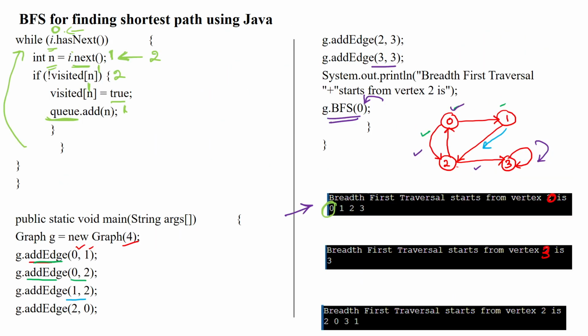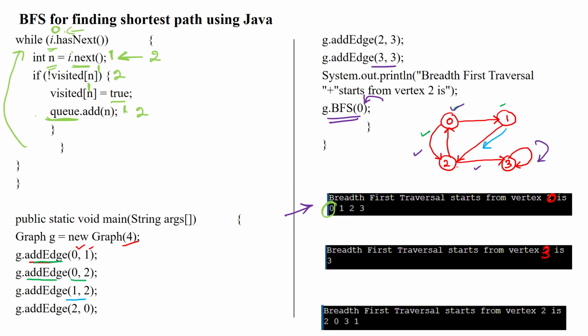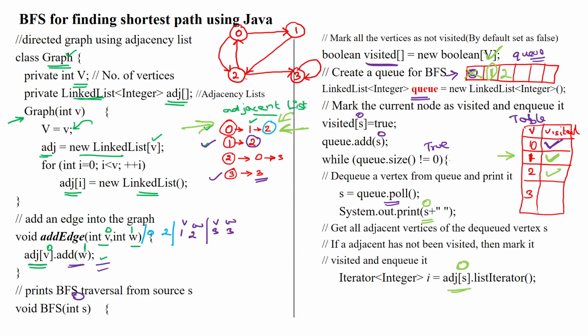Now after 2 is visited, we are adding that 2 into q. So now 2 is also added into the queue. Then again we are going back. So here now I is 2. Does it still have any vertex? Here in this adjacency list there is no vertex from the 2. So then you can complete.